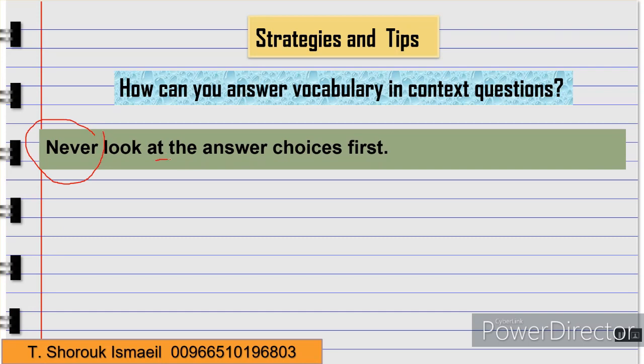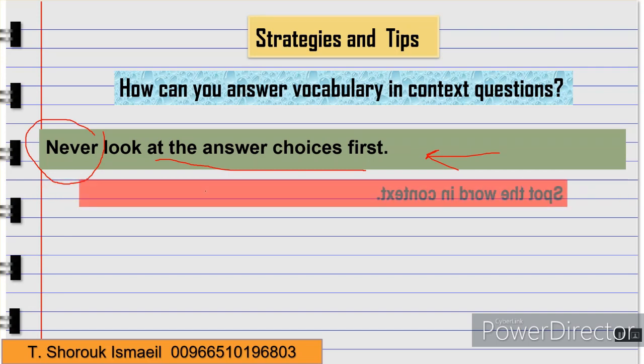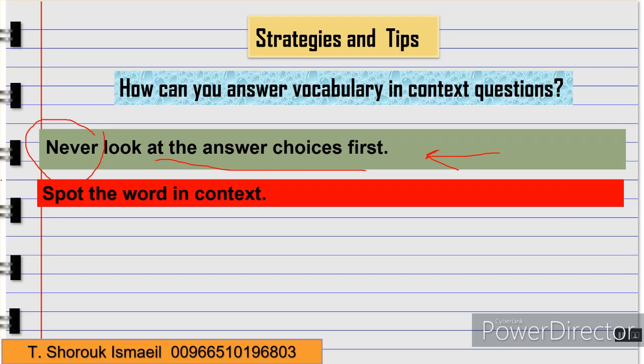look at the answer choices first. This is not the first step you do. Why? Because if you go to look at the answer choices first, you might be tricked. And that is not what we want. Okay, number two, we need to spot or locate this word in the context. I'm asked about a word, so I need to search for this word in its context.